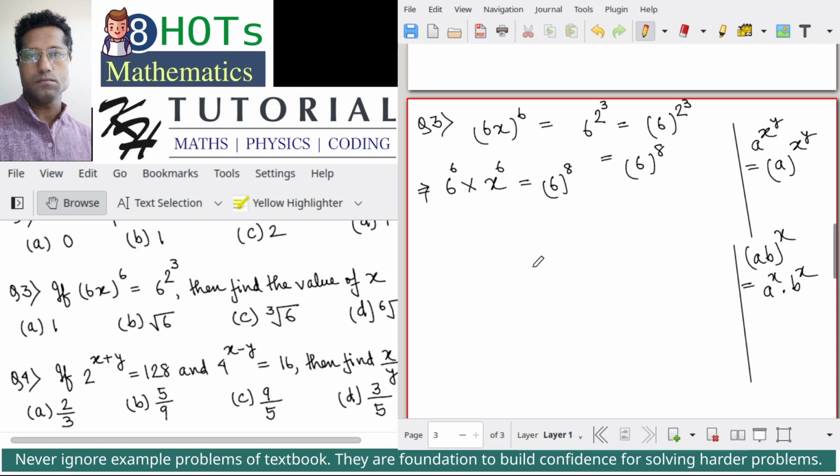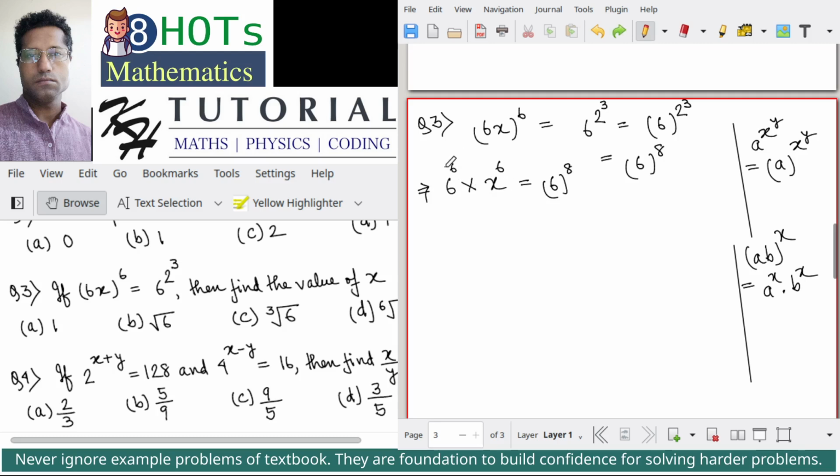Now I can see that the left hand side has the unknown x to the power 6, but there is a factor of 6 to the power 6. Somehow I have to cancel, I have to eliminate the 6 to the power 6. Eliminate meaning I have to somehow cancel this part from the right hand side.